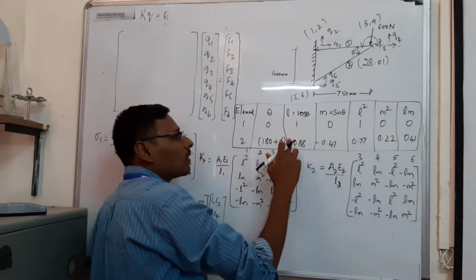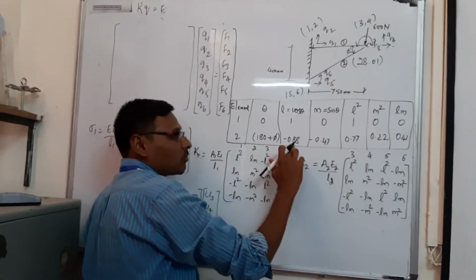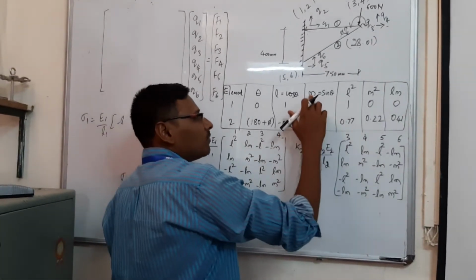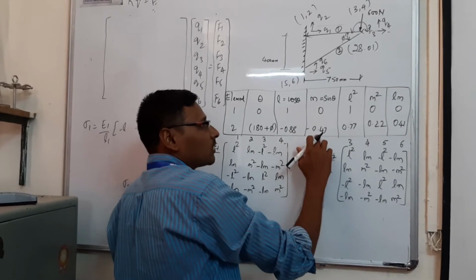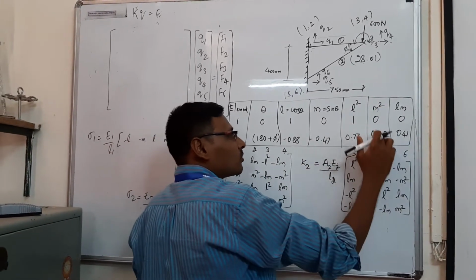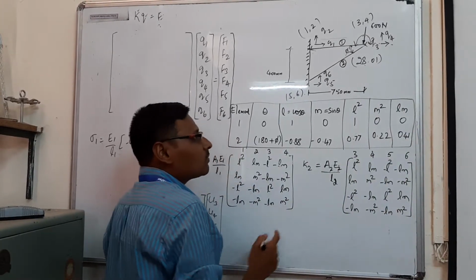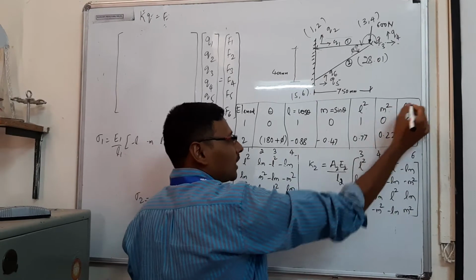So l will become cos of 208 degrees, its value is around minus 0.88. m is minus 0.47. l square will become 0.77, m square is 0.22 and lm will be 0.4. In this manner we calculate l square, m square and lm.